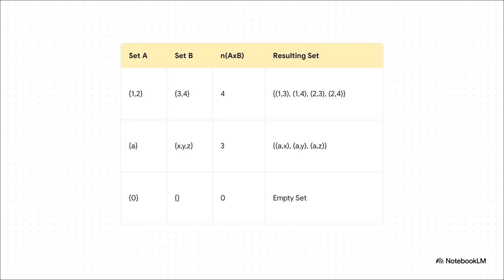Now skip down to the third row. 3 elements in A, 2 in B, boom. 3 times 2 is 6 elements in that resulting set. Oh, and definitely catch that last row. If one of your sets is completely empty, well, 0 times anything is 0, so your Cartesian product is just an empty set. Pretty easy, right?